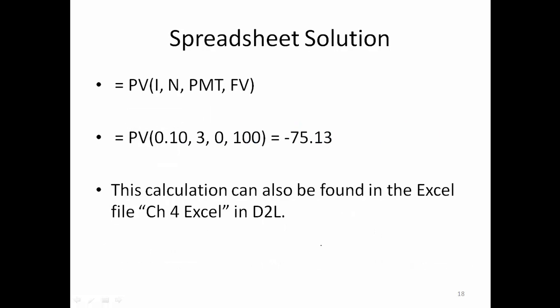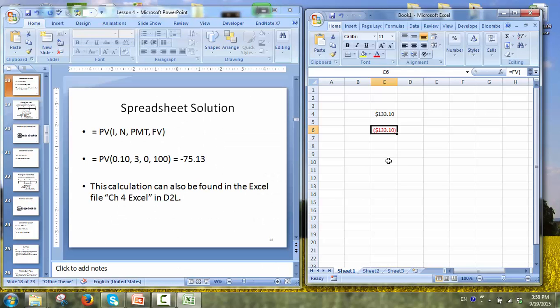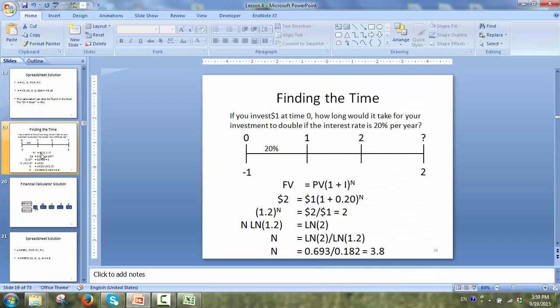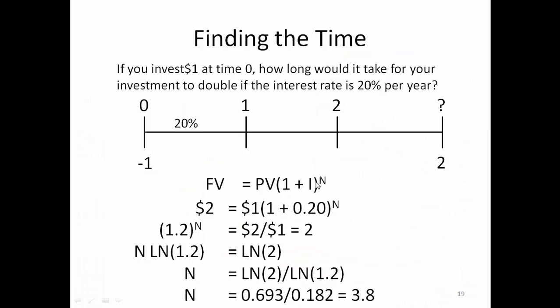If we want to use Excel, then we can use the PV function in Excel directly. 10% interest rate, 3 years of discounting, no other payment. Future value 100, then compute present value, we get $75.13. We can also use the same formula to solve for the other variables in this formula.